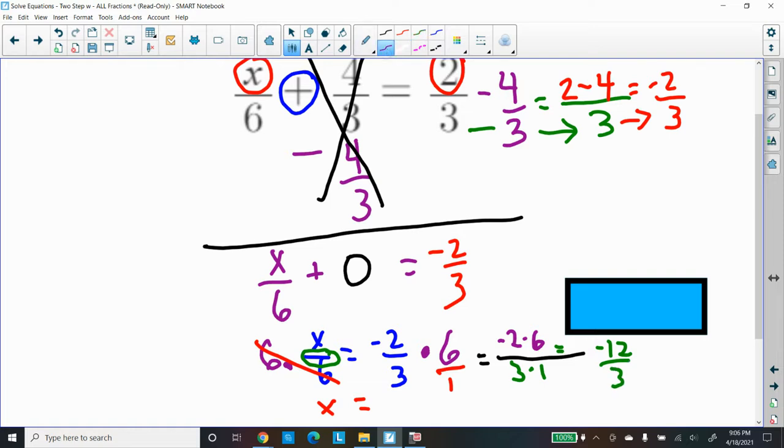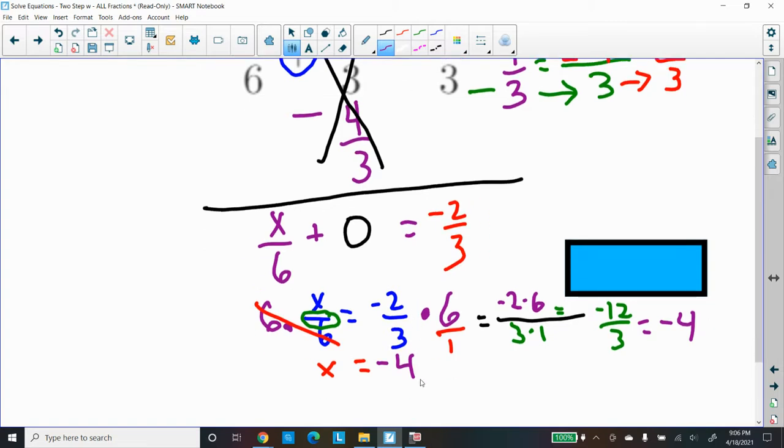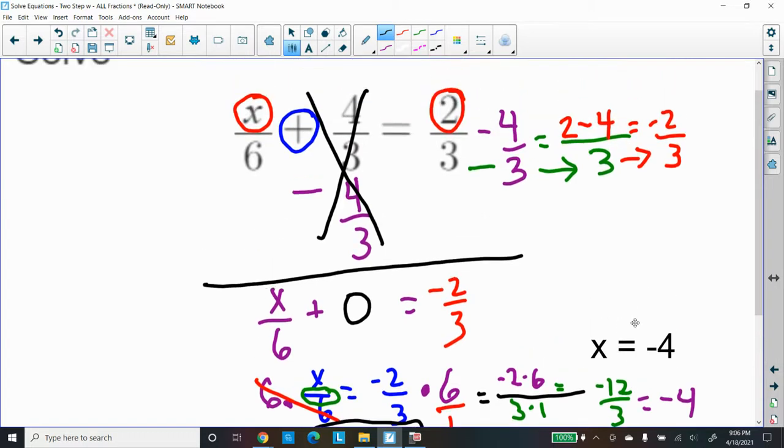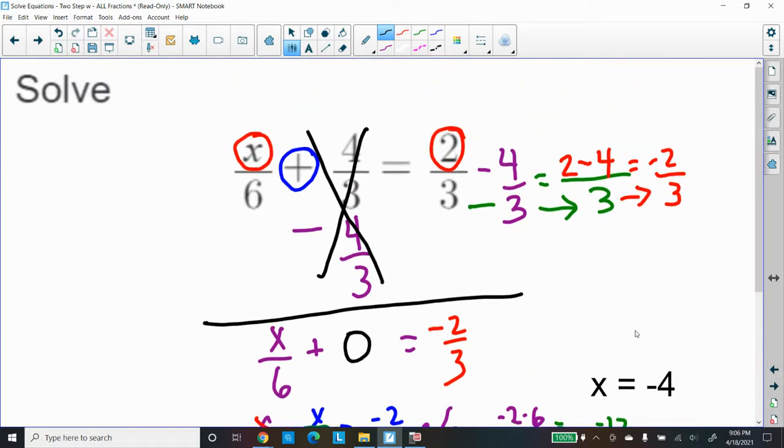Now I can simplify that. -12 divided by 3 is -4. So my answer would be x is equal to -4. Let's circle that. So x is equal to -4. There's my answer based on the work I did. So it's like solving the questions we did in the other video, one-step questions, but now it's a second step with a lot of fractions in it.